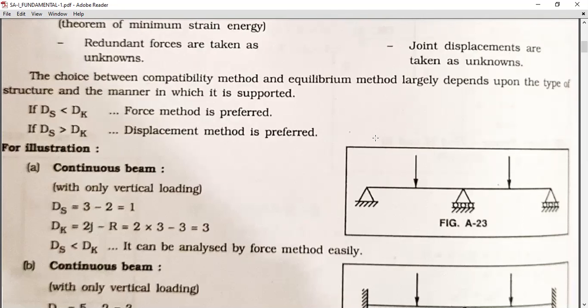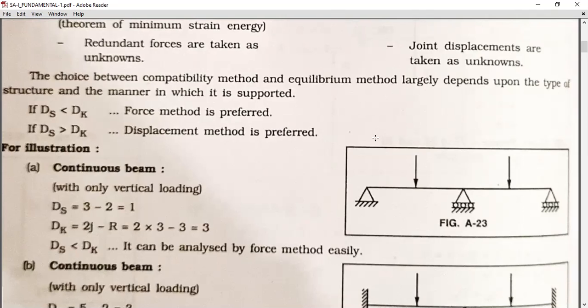For illustration, in the first example, we can see a continuous beam, shown in figure A23, supported with three supports and loaded at the middle of the beam as shown in the figure. We can find ds is equal to 3 minus 2, which is equal to 1. And how can we find it? We can find it from the above examples which we saw.